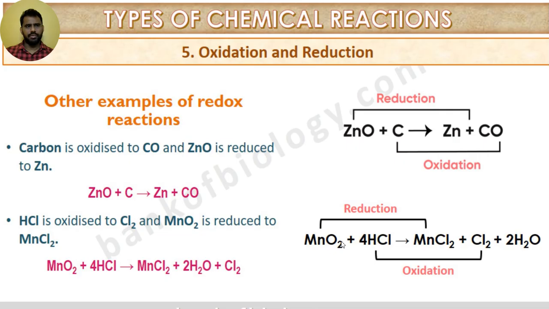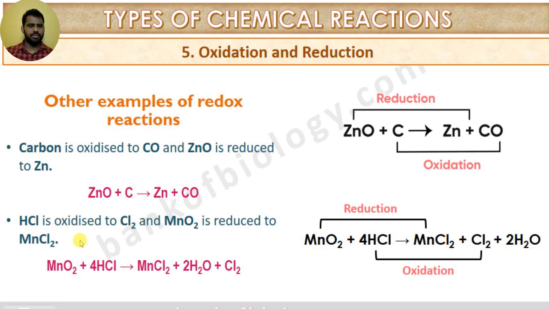We take some more examples of redox reactions. Carbon is oxidized to CO and ZnO is reduced to zinc. See, ZnO has been reduced to zinc when oxygen is lost, so it is reduction. Carbon is oxidized to carbon monoxide, which is oxidation. So ZnO plus C gives Zn plus CO.